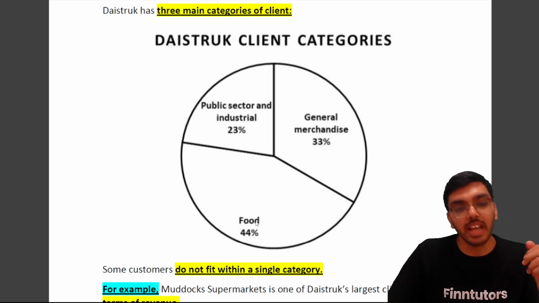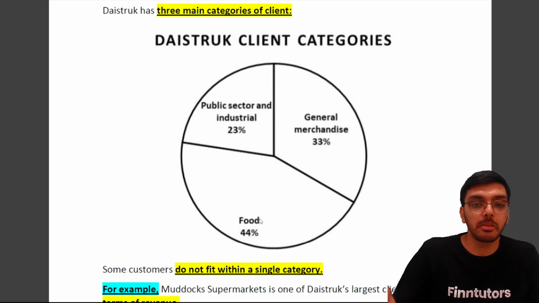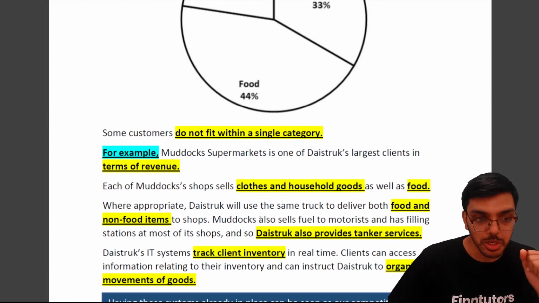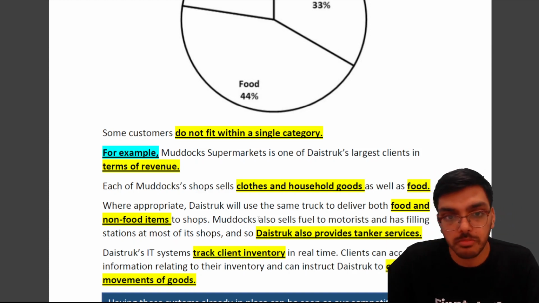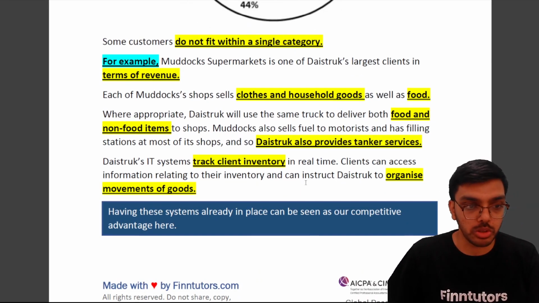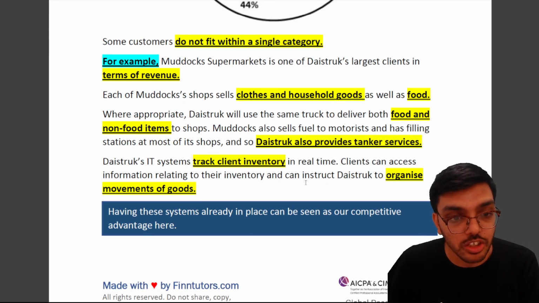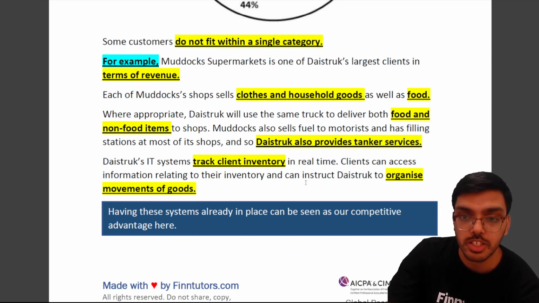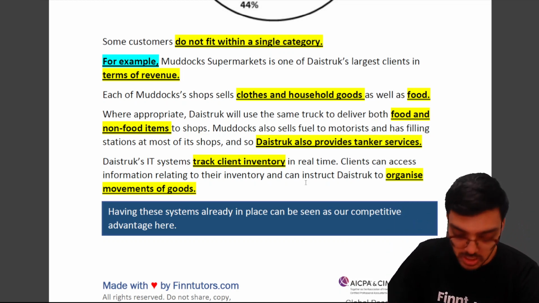So Daistruk has three main categories. Some customers do not fit in with a single category. For example, Maddox Supermarket is one of Daistruk's largest clients in terms of revenue. Each of Maddox shops sells clothes, household goods as well as food. So it's falling within the food and the general merchandise category, both. Maddox also sells fuels to motorists and has filling stations at most of its shops. And so Daistruk also provides its tanker services. So see, one client is giving you an opportunity for so many different services.